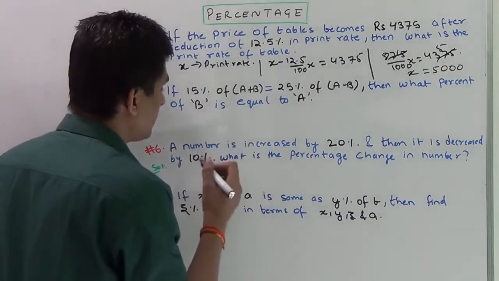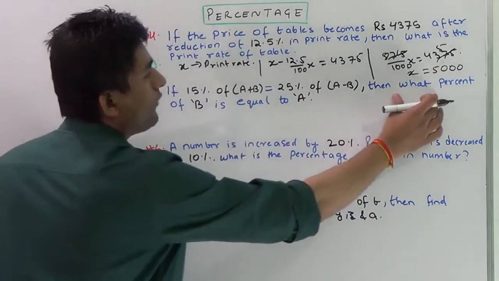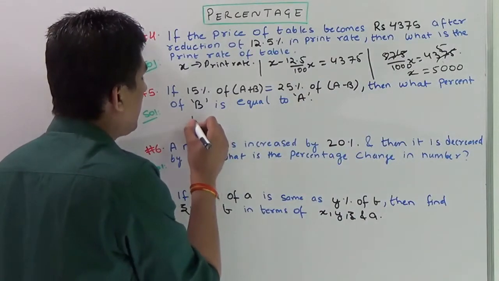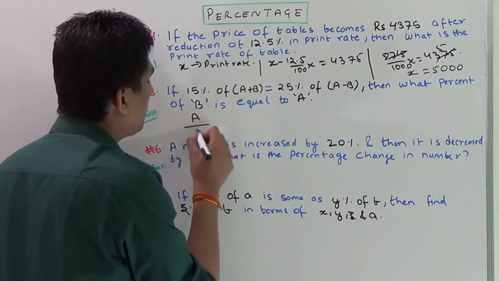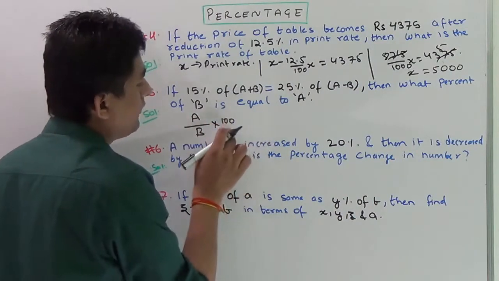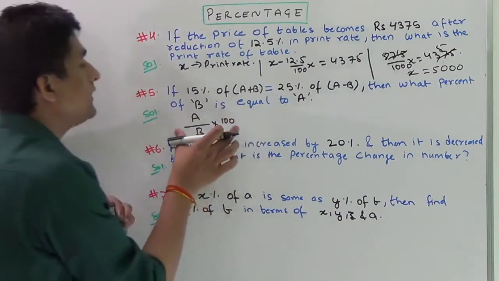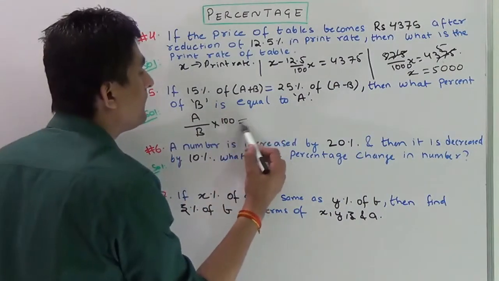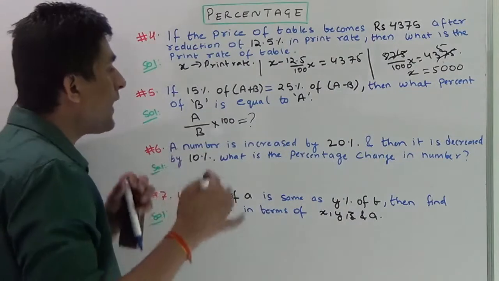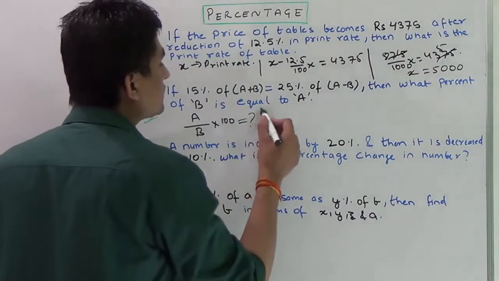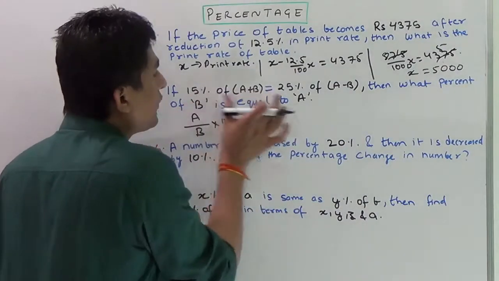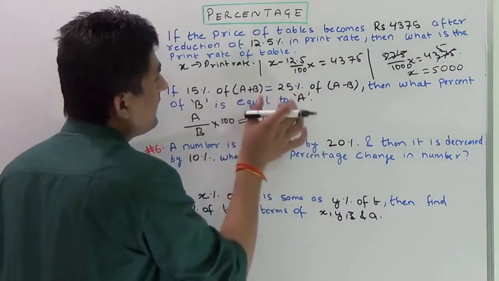So I am solving this question. We have to find what percent of b is equal to a. That means here a will come and here b, and this will be multiplied with 100, because we have to find the percentage. That means we have to find the value of this expression. I think this part is clear to you. If this part is clear, we can proceed further very easily. Two equations are given and they are equalized.